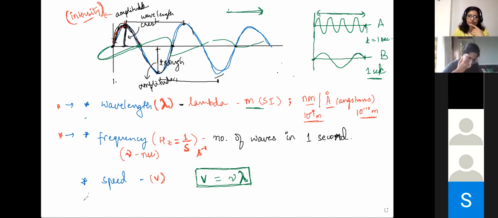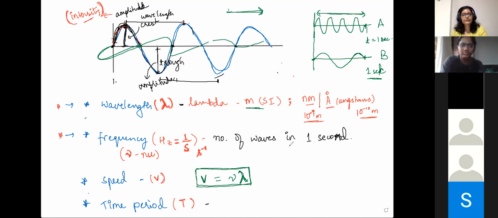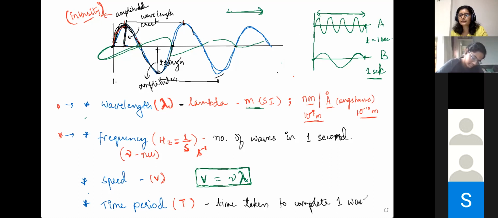There's one more characteristic you guys have learned of also: time period, represented by T. What do you mean by time period of a wave? The time it took to complete one wave. Very good. Time period is how long it takes to complete one wave, or one cycle.